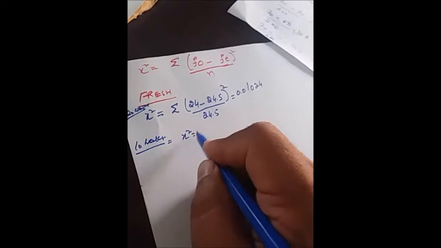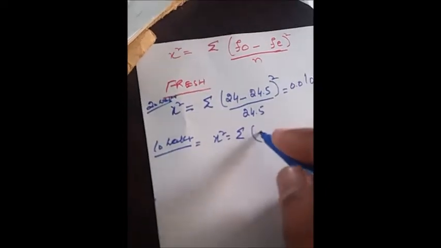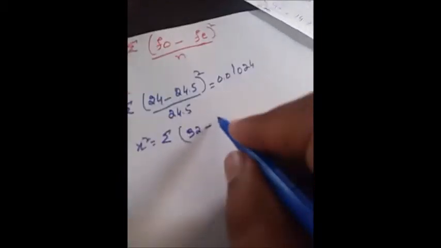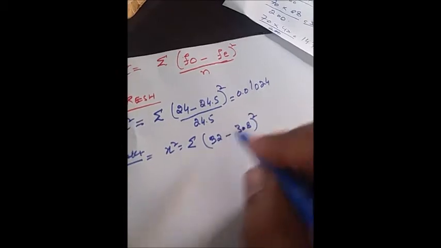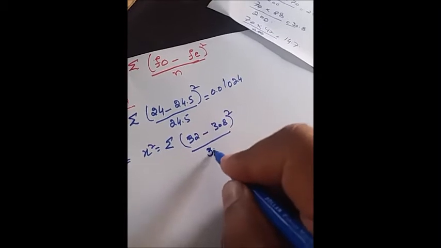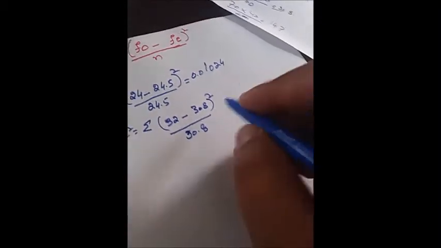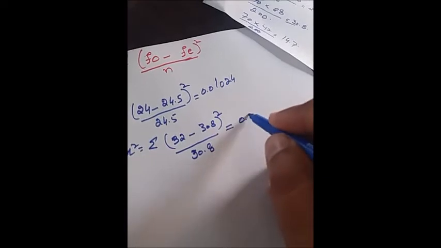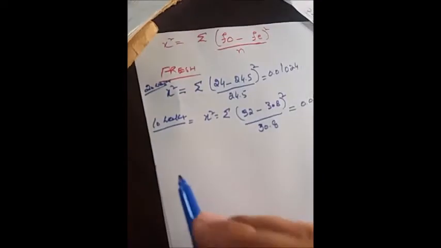Okay, so with the same type, for 10 weeks, chi square is equal to the summation: for 10 weeks the observed value is 32 and the expected value is 30.8. So 32 minus 30.8, the expected value, whole square divided by 30.8, which is equal to 0.046.